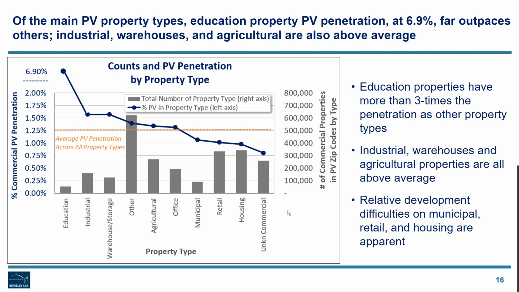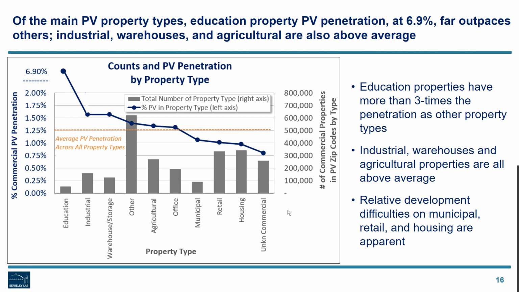The other possibility is that schools have some of the largest roofs in our sample on average. So this might be a reason why greater deployment occurs there. And you'll see that as we talk more about the size of buildings and the size of roofs in future slides. Industrial properties and warehouses also have fairly large roofs, second and third respectively, and we see greater adoption there. And agricultural properties might have benefited from the USDA grants, which have driven development on those types of properties. We see relative difficulty in deployment looking across other property types, municipal, retail, and housing.